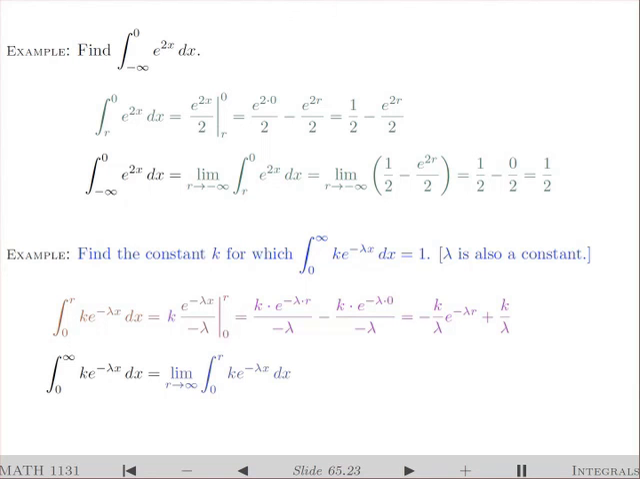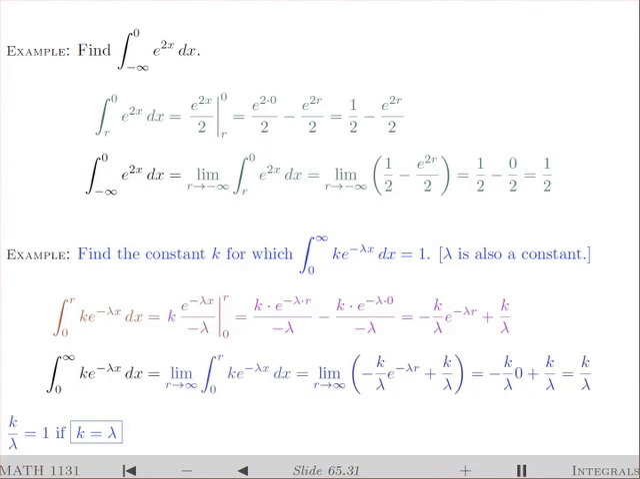In the first term, I have some constant times the exponential. Now I want to take the limit of that exponential. Remember that lambda is positive. As r goes to infinity, the exponent goes to negative infinity because of the minus in front. So that limit is 0. The integral itself is just k over lambda. And that equals 1 if k equals lambda. So in other words, the integral from 0 to infinity of lambda e to the power negative lambda x dx equals 1, as long as lambda is positive.